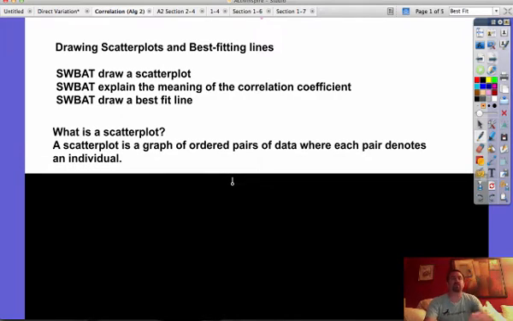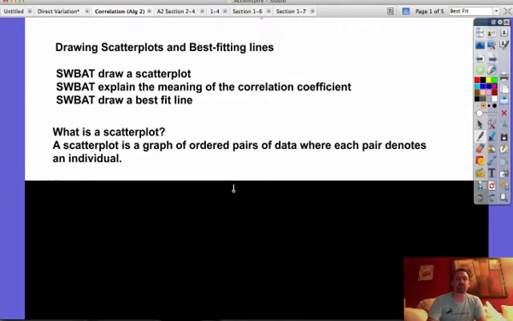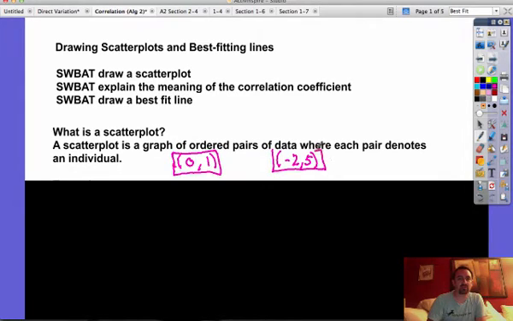First of all, what is a scatter plot? A scatter plot is a graph of ordered pairs of data where each pair denotes an individual. Now, that might sound a little bit strange at first. Let me give you an example. This is an ordered pair, the point 0, 1. Or maybe -2, 5. Those are ordered pairs, one pair, two pair. And what we're saying here is that for a scatter plot, this is an individual, and this is an individual.